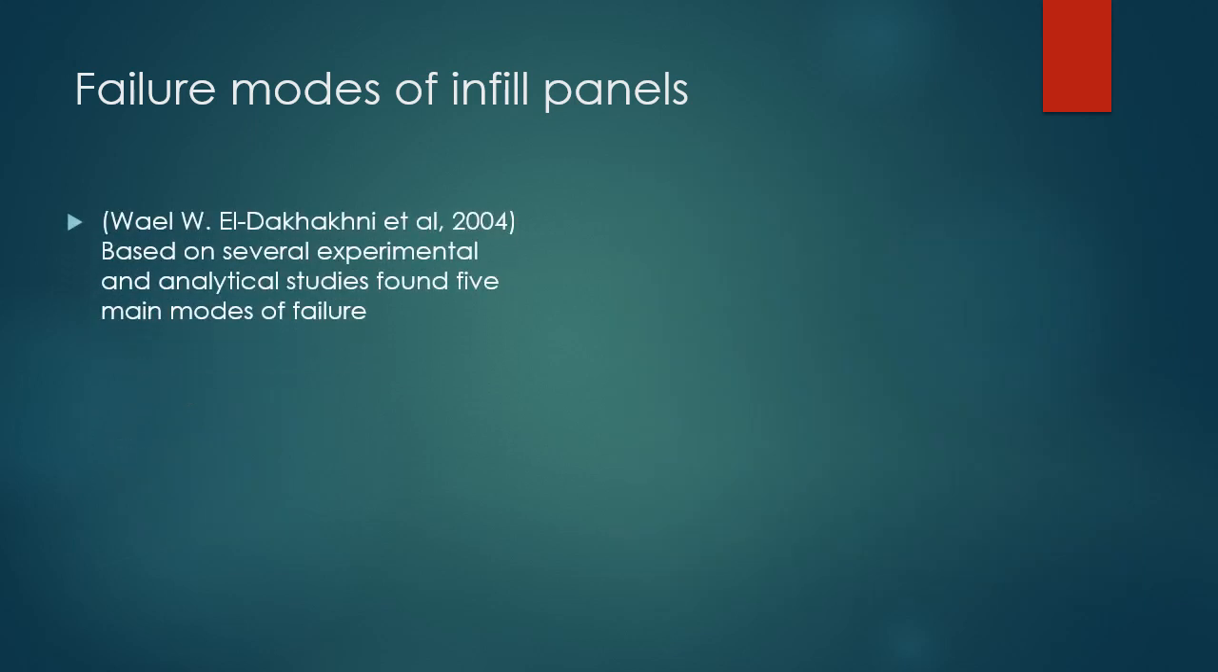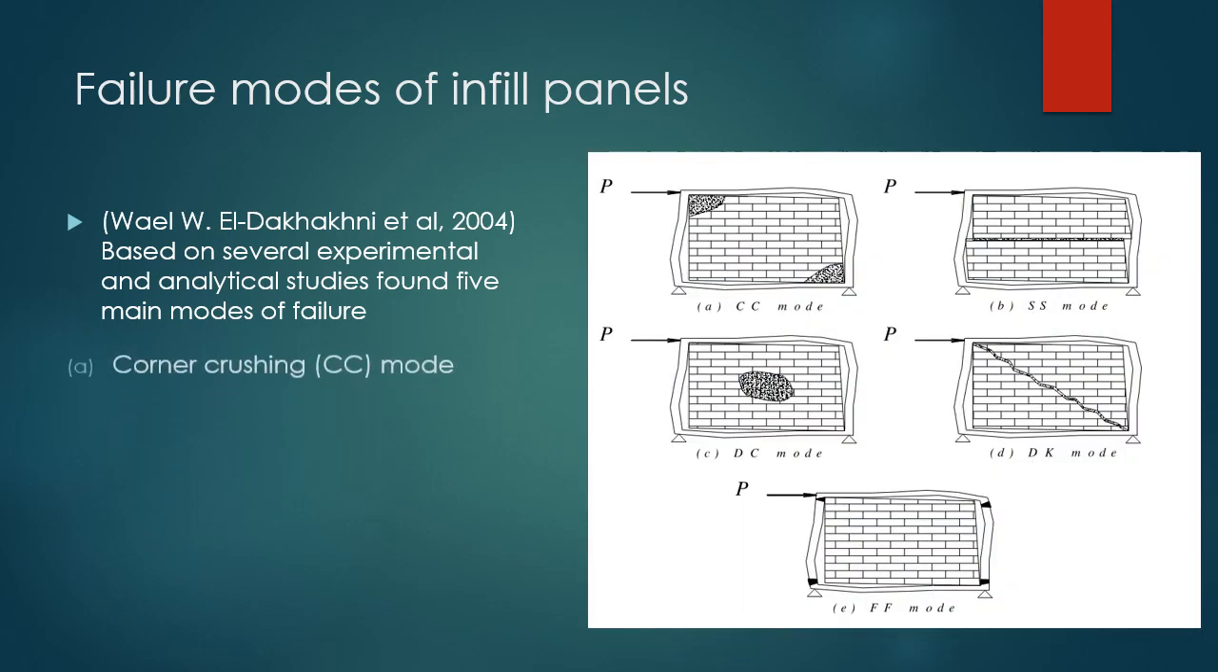Also, Wael Dakhakhni et al., after several experimental and analytical studies, found 5 main modes of failure. Corner crushing mode, which represents crushing of the infill in at least one of its loaded corners, as shown in figure A, which is usually associated with infill of weak masonry blocks surrounded by a frame with weak joints and strong members.